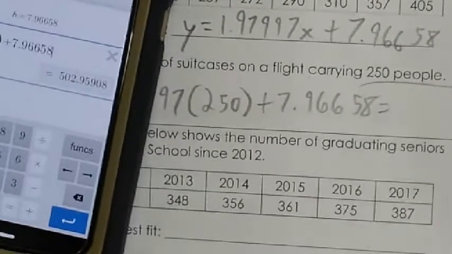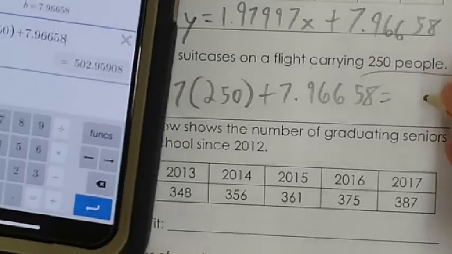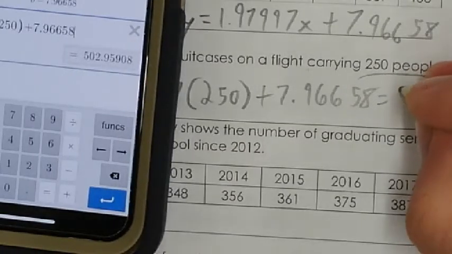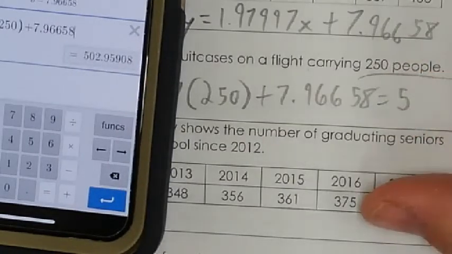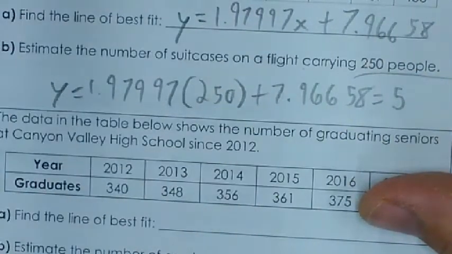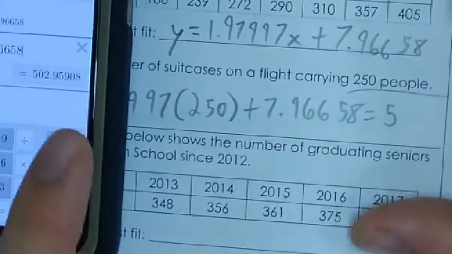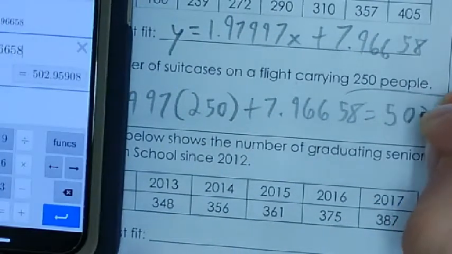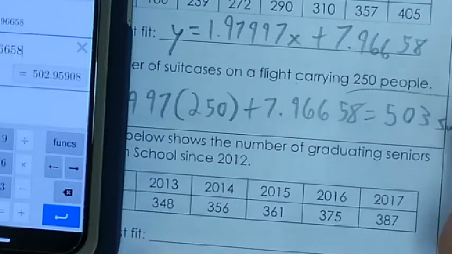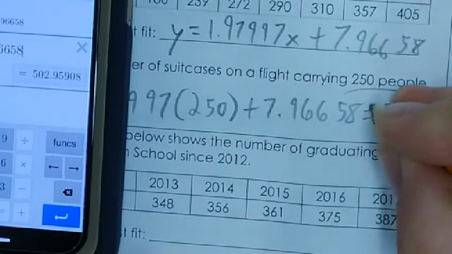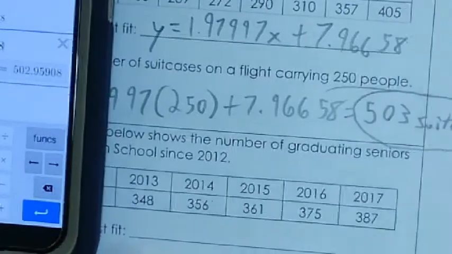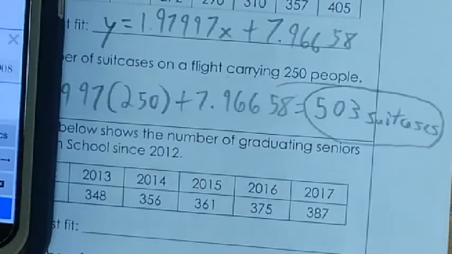All right, so we're guessing that if 250 people travel, somewhere around, and this one you can't have part of a suitcase, so you go ahead and round. So we'll say around 503 suitcases. So that's averaging, like, every person gets about 2 suitcases.